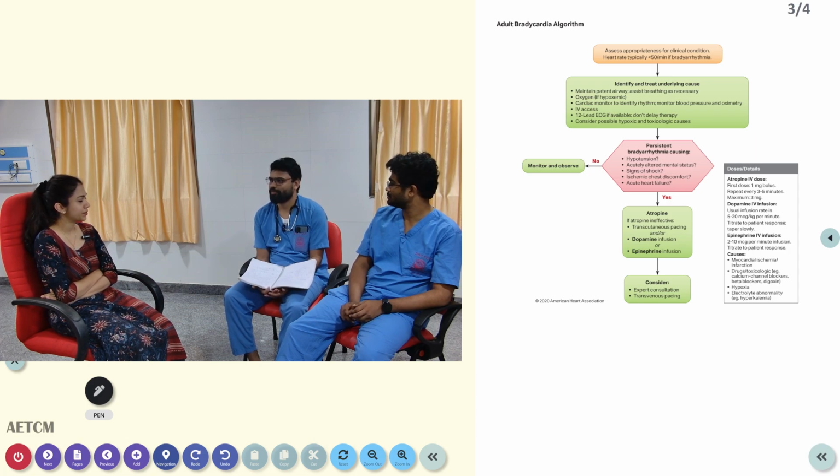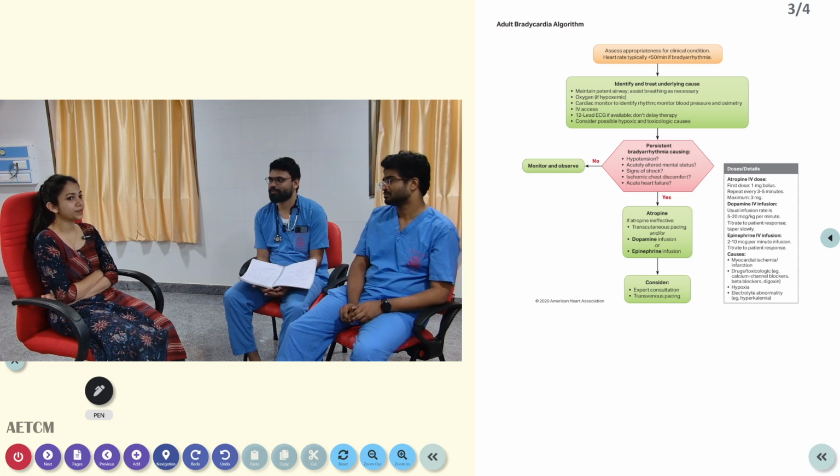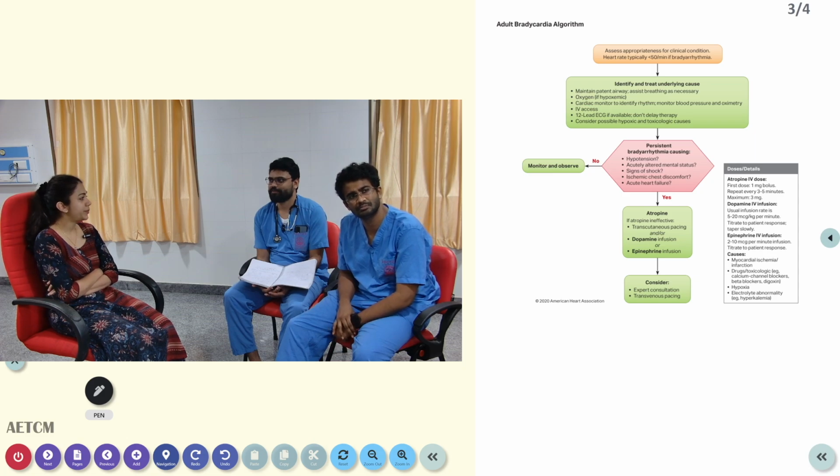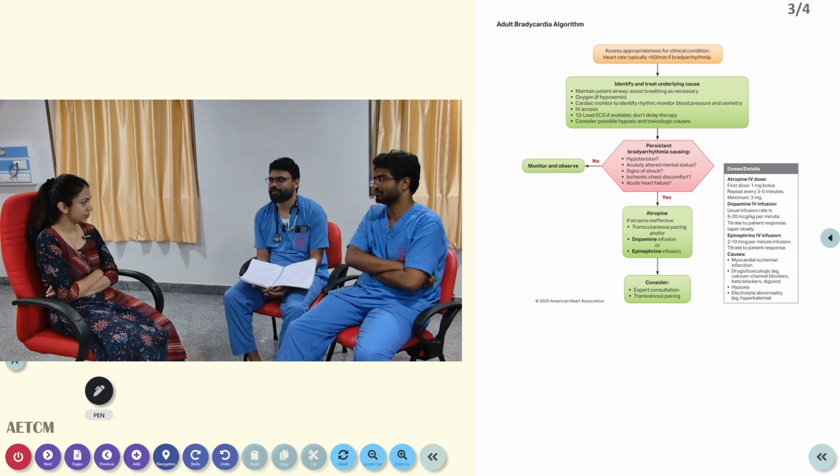We can start dopamine or adrenaline. Dose? Dopamine can be started at 5 to 20 microgram per kilogram per minute. Adrenaline also, 2 to 10 microgram per minute, can be started. Then if not responding to that also? Then we need to plan for transcutaneous pacing. So how will you do that?